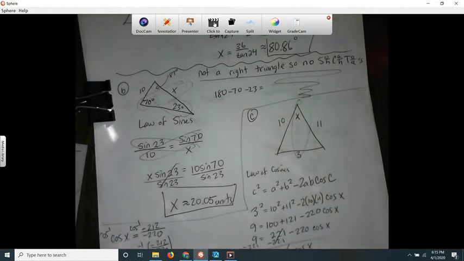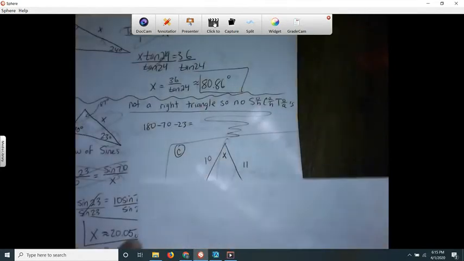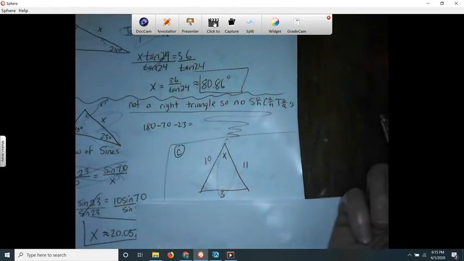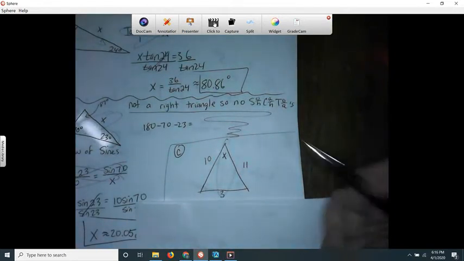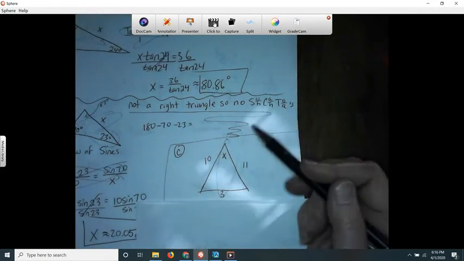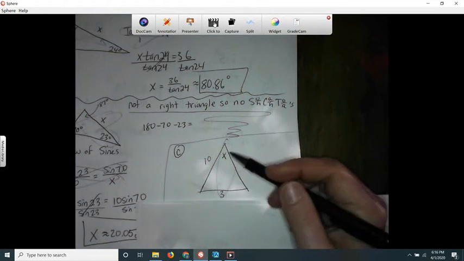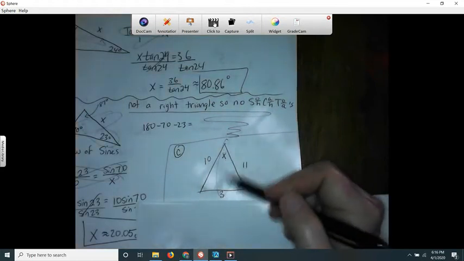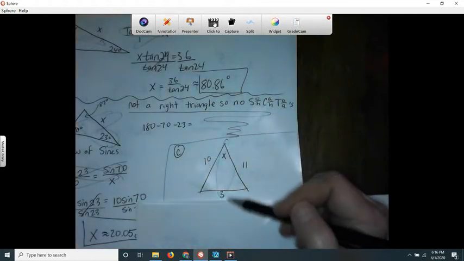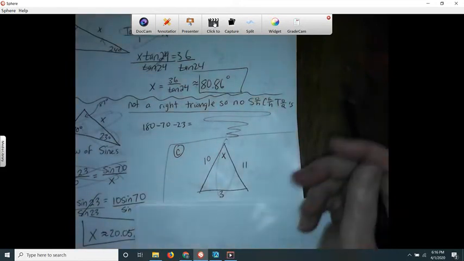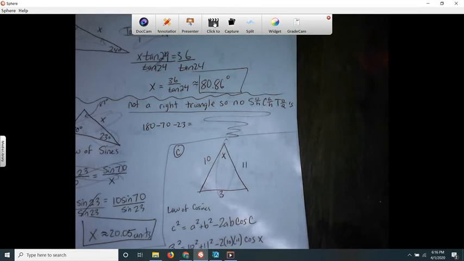And then here's letter C. Letter C has a triangle. I check. It doesn't appear to be a right triangle, so I'm not going to use any SOHCAHTOA. My next favorite thing to use would be law of sines. I see there's an angle pair, but it's not really a pair because I don't have any other angles. That leaves me with my least favorite, law of cosines.